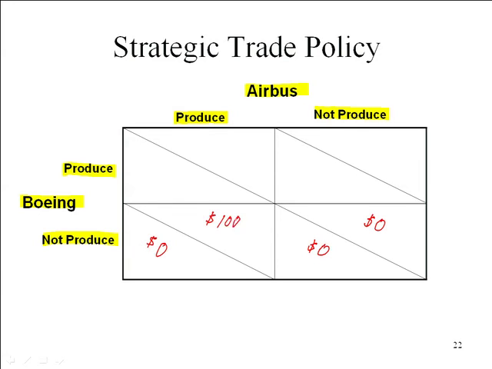Now remember, we assumed that both Airbus and Boeing had identical cost structures. So if we look at the upper right-hand quadrant, where Boeing produces but Airbus doesn't, we should just take the lower left quadrant and flip it. So in this case, when Boeing produces and Airbus doesn't, Airbus has 0 profits and Boeing has 100.